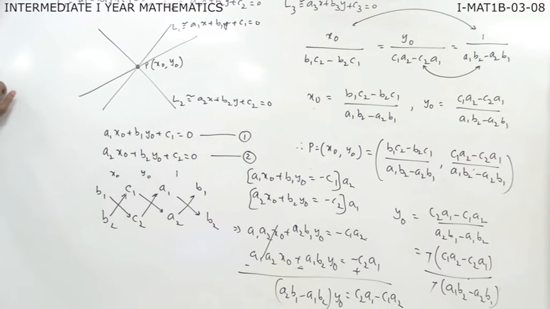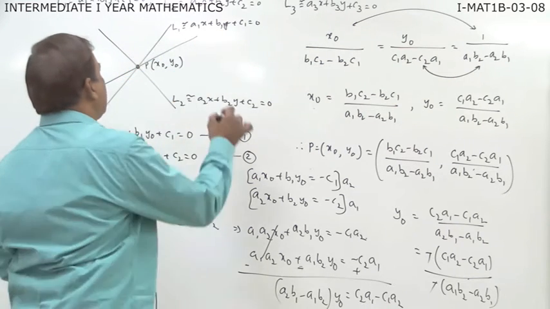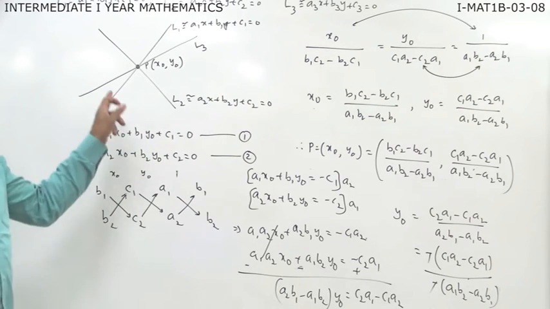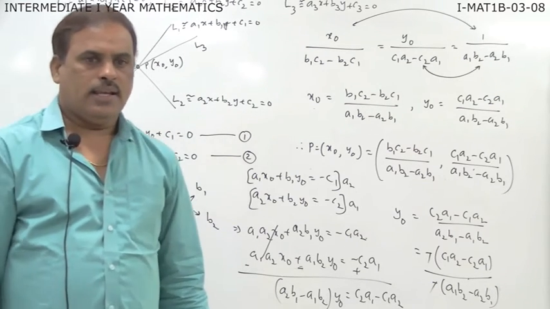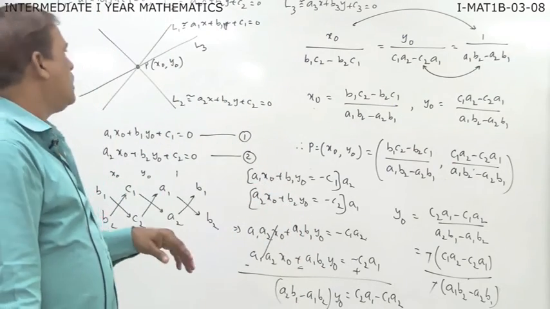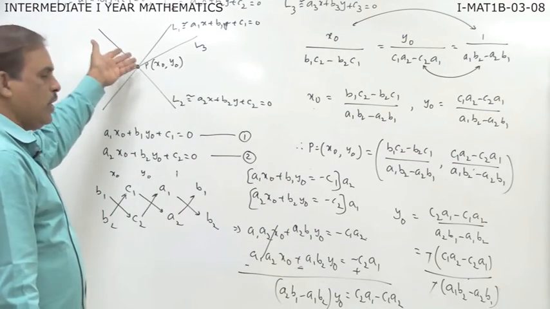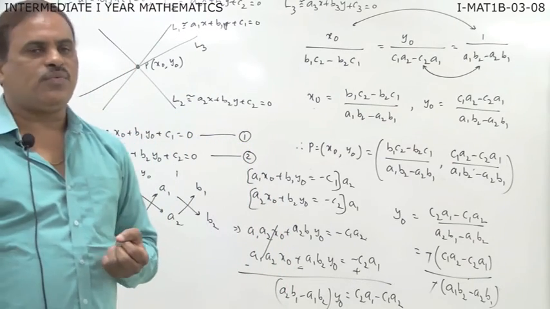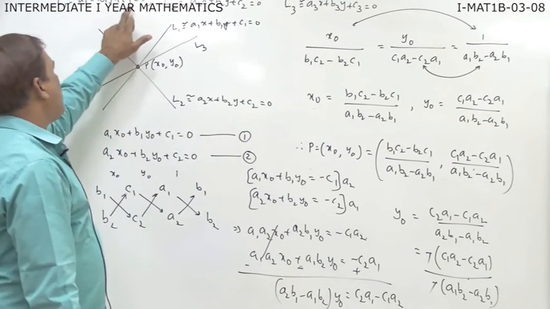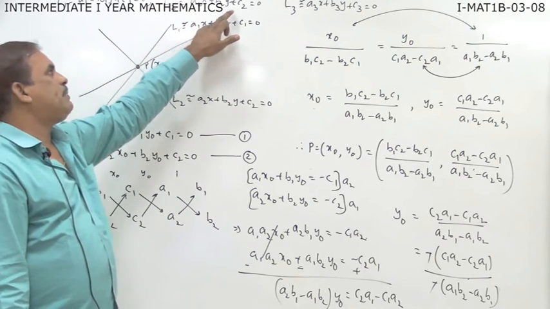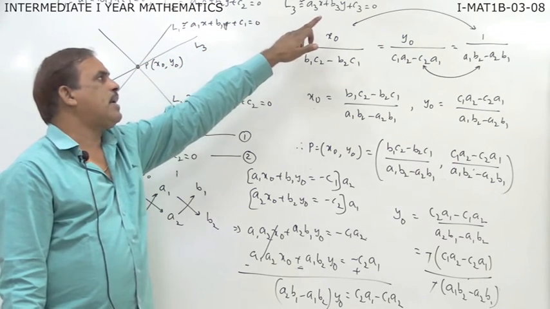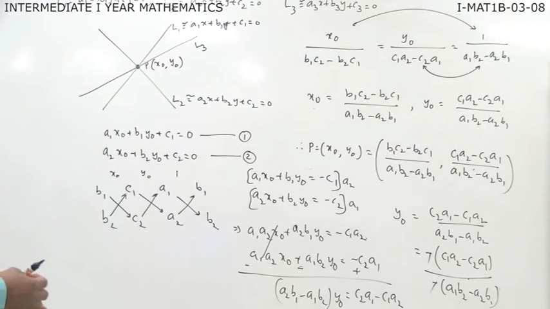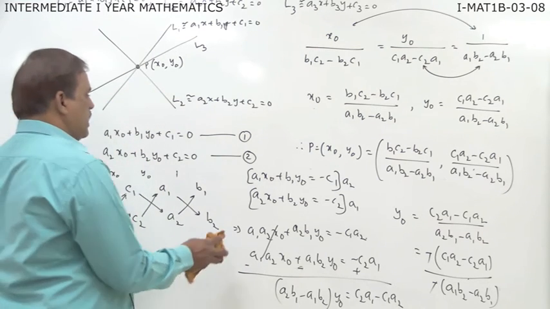So if the three straight lines L1, L2 and L3, let's say this is the line L3. If these three straight lines are passing through the same point, then we say the three lines are concurrent lines. If three or more lines pass through the same point, then we say those lines are concurrent lines. Now we are going to find the condition for the three lines a1x plus b1y plus c1 is equal to 0, a2x plus b2y plus c2 is equal to 0, and a3x plus b3y plus c3 is equal to 0 to be concurrent. Okay, if they are to be concurrent, what's the condition? All these three lines should pass through the same point.